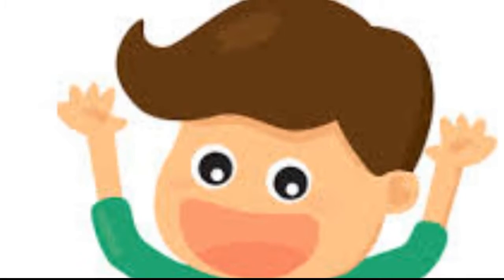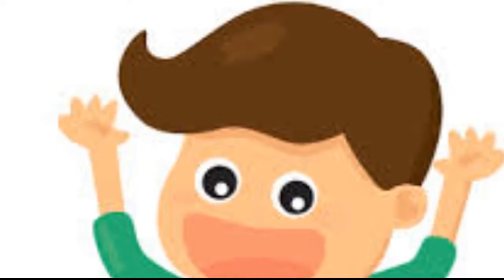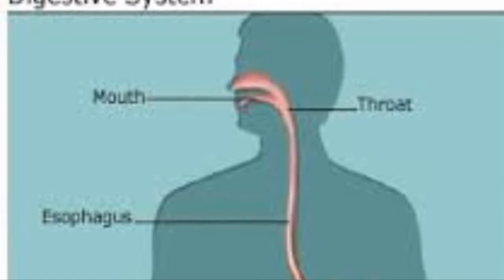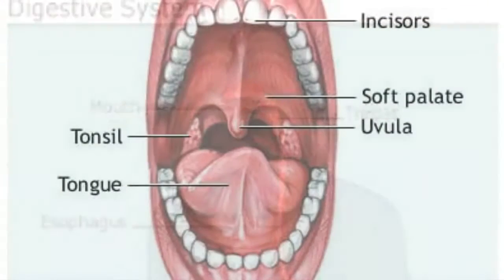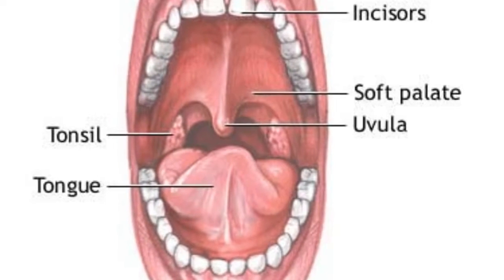Today we are going to learn about the digestive system. Our body is a crazy thing. There are so many things going on in our body. Let's get started. Your digestive system starts with the mouth, which masticates or chews your food.